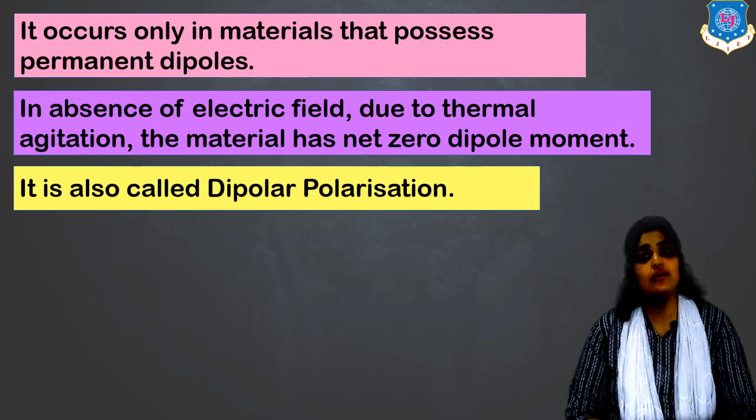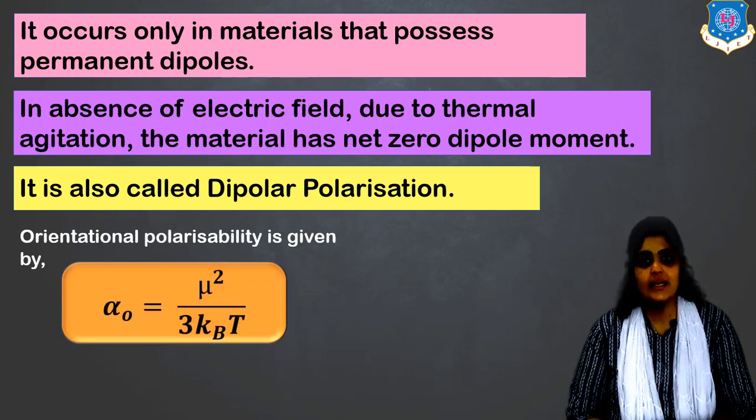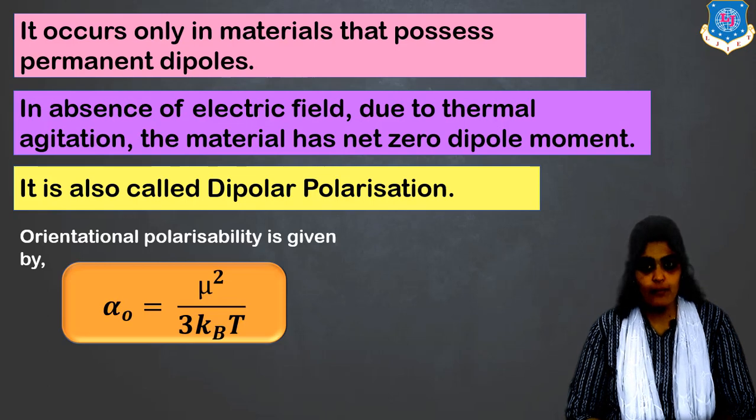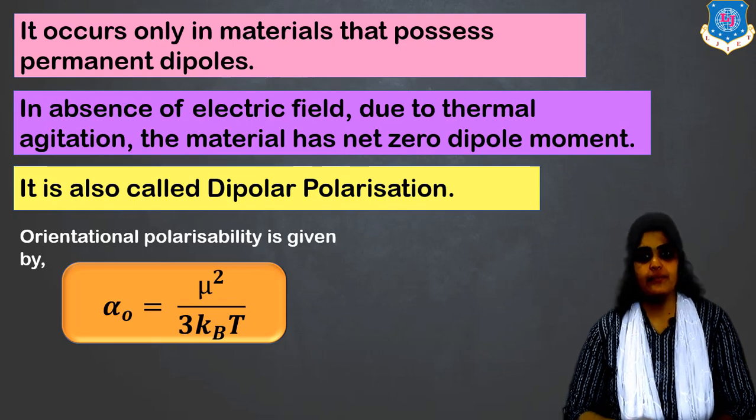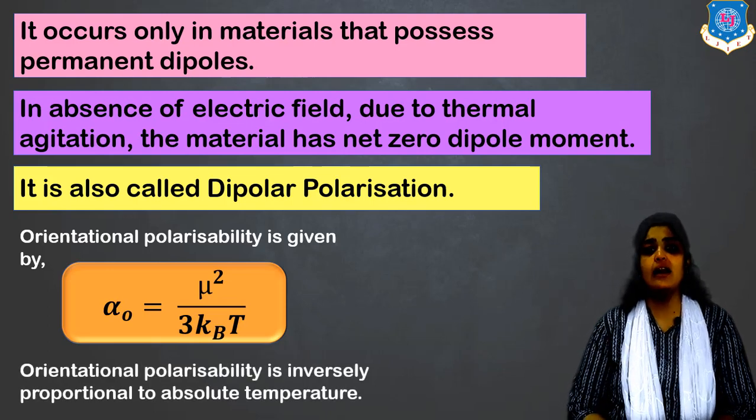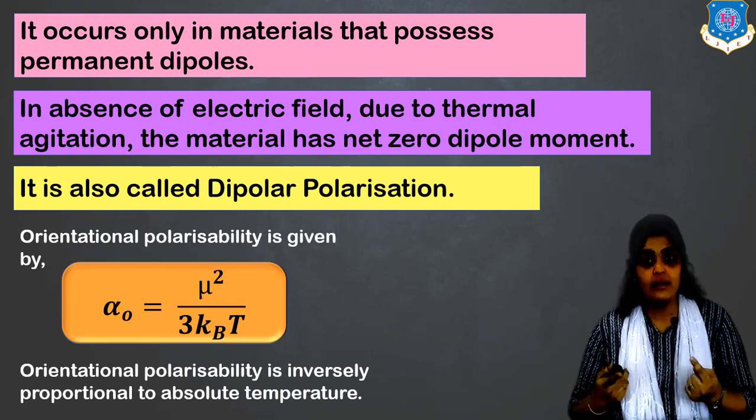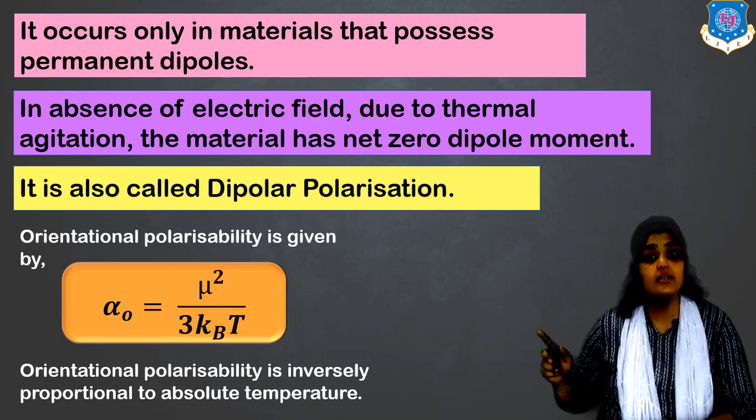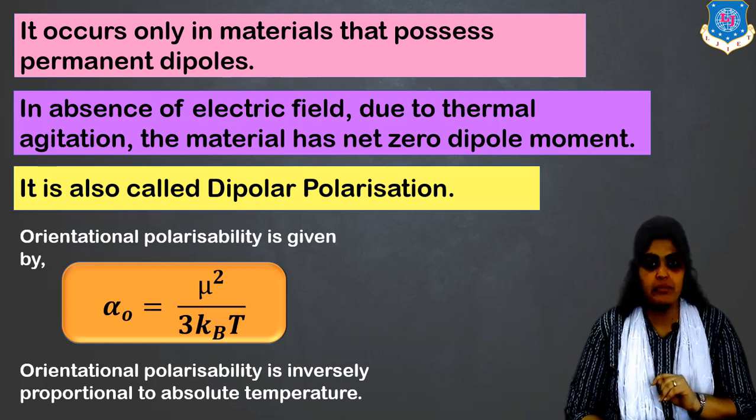This type of polarization is also known as dipolar polarization, and the polarizability due to this type of polarization is referred to as alpha O, and that is given by mu squared upon 3 kB T. Mu is the net dipole moment, kB is the Boltzmann constant, and T is the absolute temperature. You can see from this equation that alpha O is inversely proportional to T, because if temperature increases, the dipoles would get random, and hence the dipole moment or the polarizability will decrease. So this is the only polarization which depends on temperature, and that too inversely.